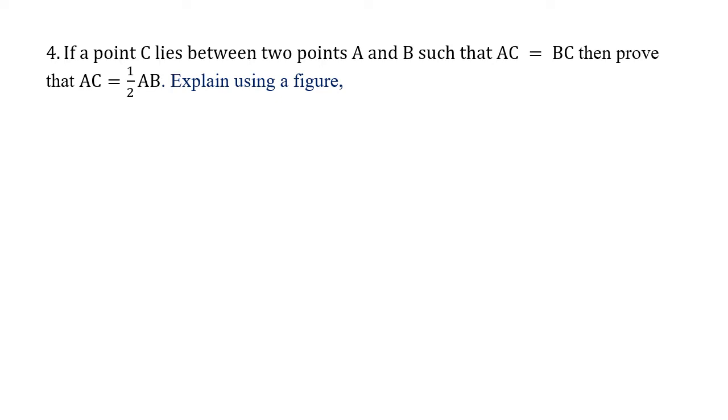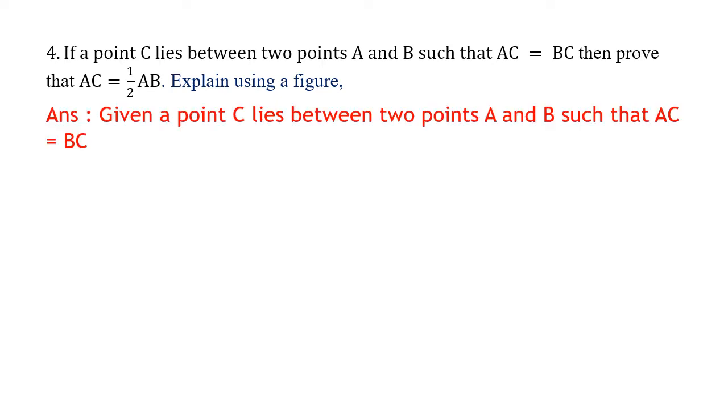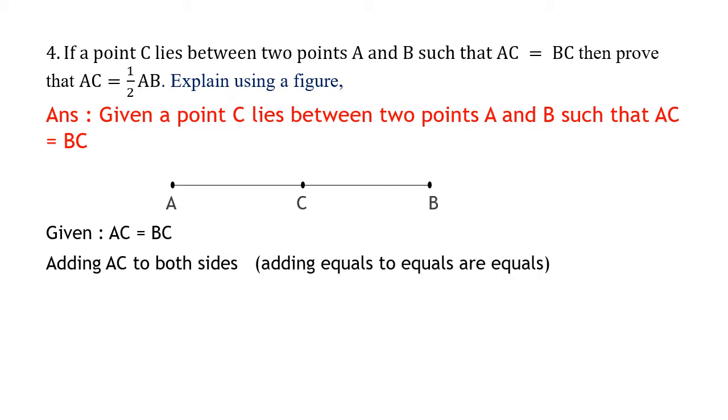So we have got sums here. If a point C lies between 2 points A and B such that AC equal to BC, then prove AC equal to half AB and explain using a figure. So what are we given? We are given points A and B and the point C lies in between. We are given AC equal to BC. We add AC to both sides and we get 2AC equal to AB. So AC is equal to half AB.